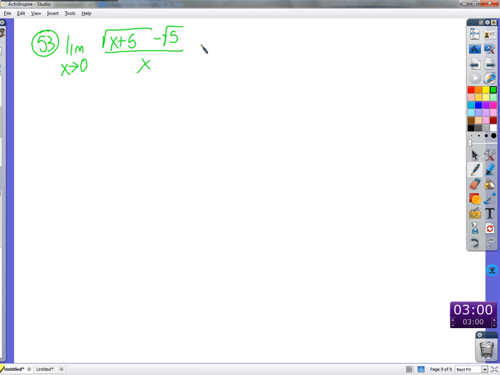Conjugates. You multiply by the conjugate. What's the conjugate of this? Square root of x plus 5 plus square root of 5. Yeah. So we multiply by the conjugate, square root of x plus 5 plus the square root of 5, over the square root of x plus 5 plus the square root of 5.